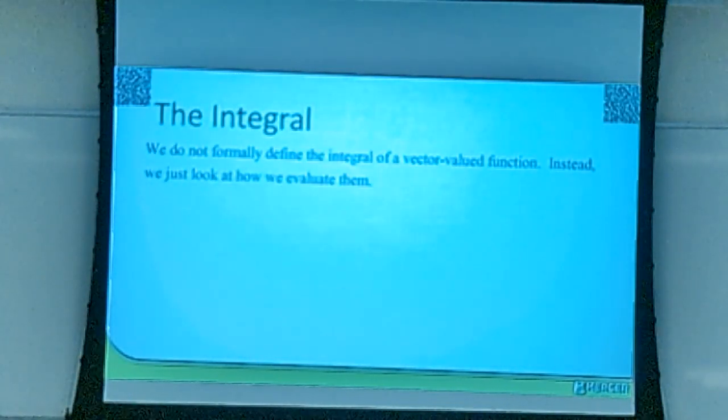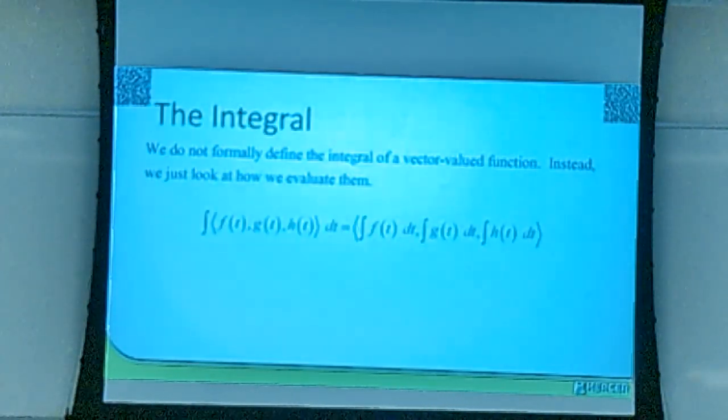Integral. I'm not going to formally define it, because dealing with Riemann sums with vector functions is just a pain. Instead, I'm just going to go over how we evaluate it. Well, the antiderivative, fairly simple enough. It's an anti-derivative, so you just anti-differentiate each component.